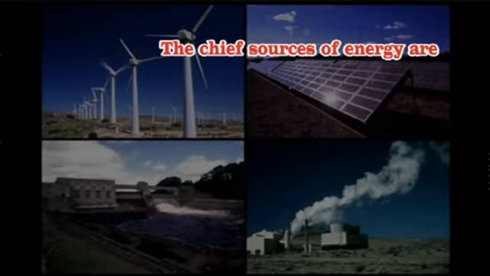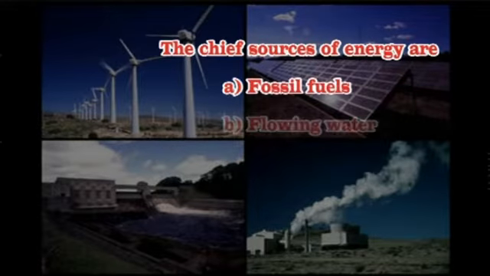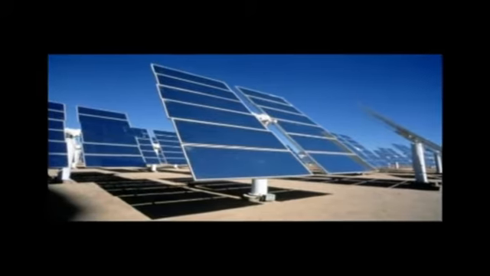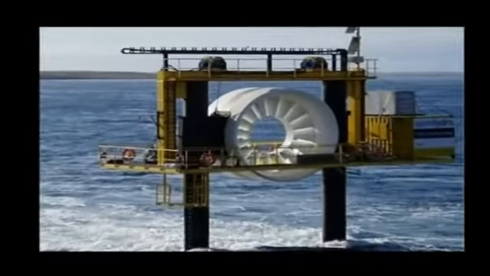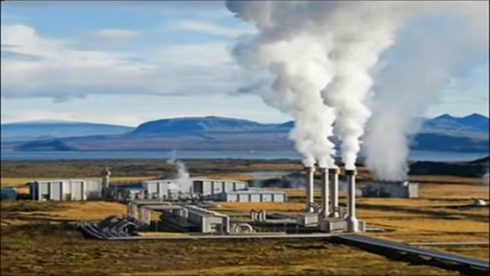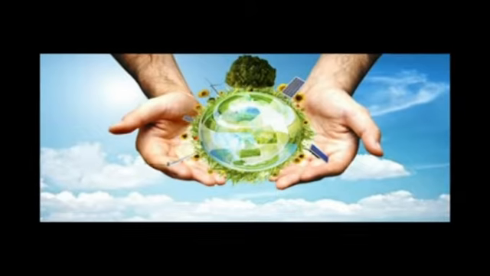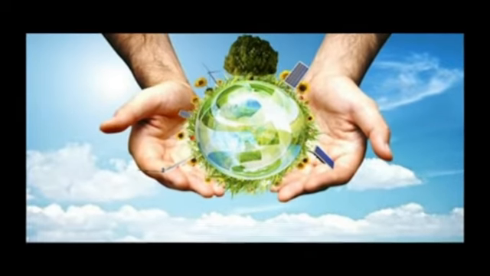Energy may be obtained directly from an energy source or indirectly. Energy is derived from one or more sources. The chief sources of energy are fossil fuels, flowing water, biomass, and atomic minerals. In addition, solar energy, wind power, tidal energy, chemical and geothermal power also provide some amounts of energy. Not all continents have all the needed energy resources.